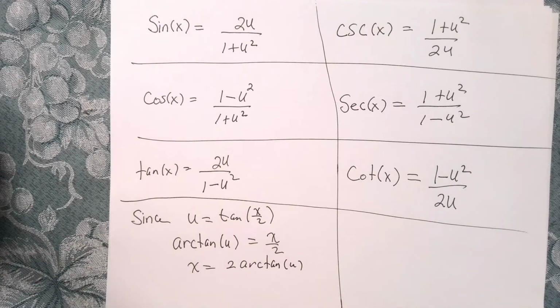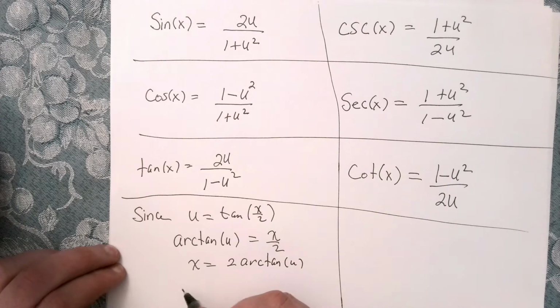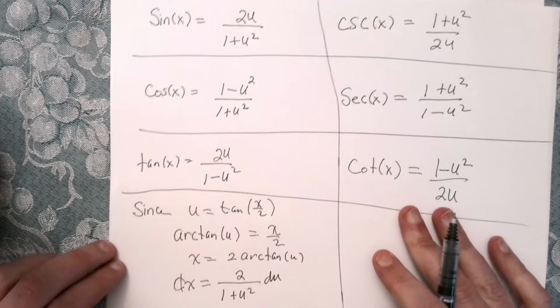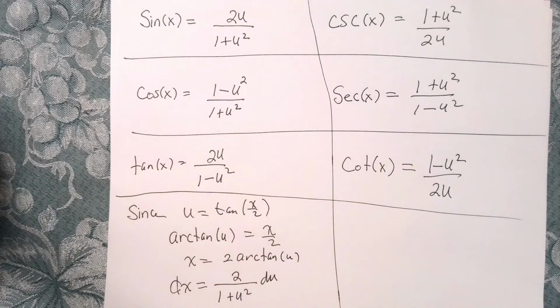That proves to be nice in the realm of integration because we can use this to find dx. And so dx is equal to 2 over 1 plus u squared du. Okay, so what we want to do now is apply this in the realm of integration.